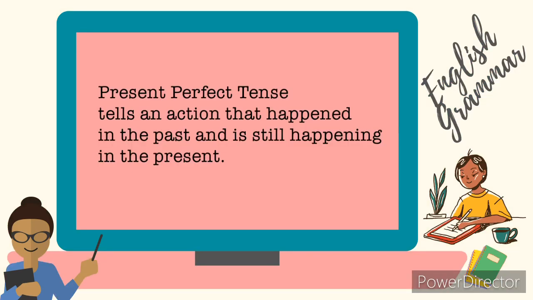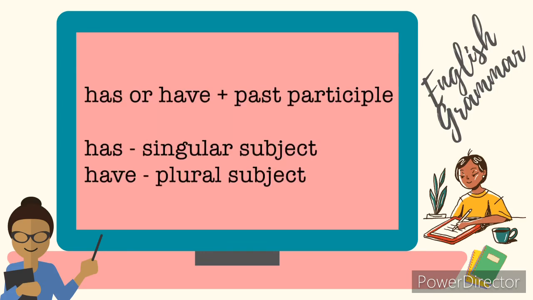When we say present perfect tense, it tells an action that happened in the past and is still happening in the present. The main verb, which is written in its past participle form, is usually preceded by the word has for singular subjects. Of course, I and you, these pronouns are exceptions. And then have for plural verbs.